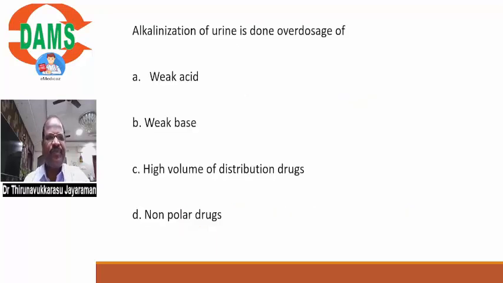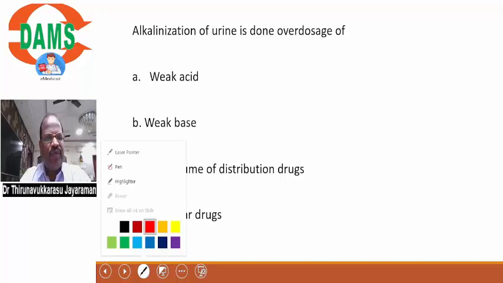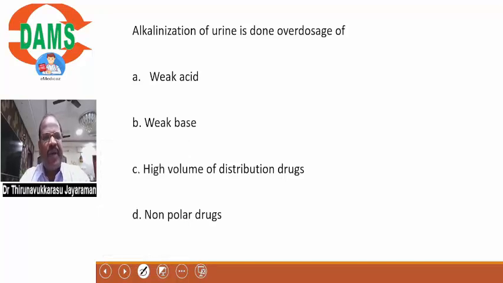To start, alkalization of urine is done for treating the overdosage of what type of drug poisoning? Option A, weakly acidic; weakly basic; high volume of distribution drugs; non-polar drugs.